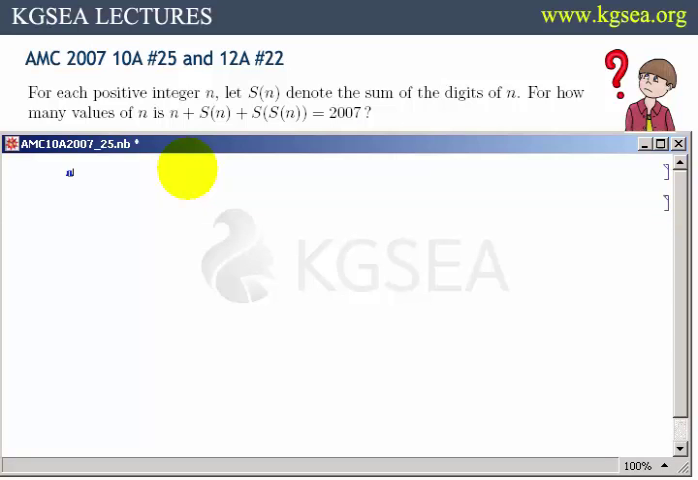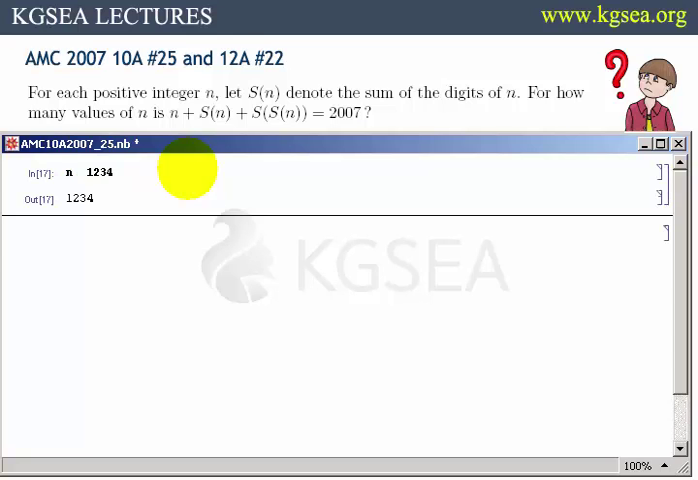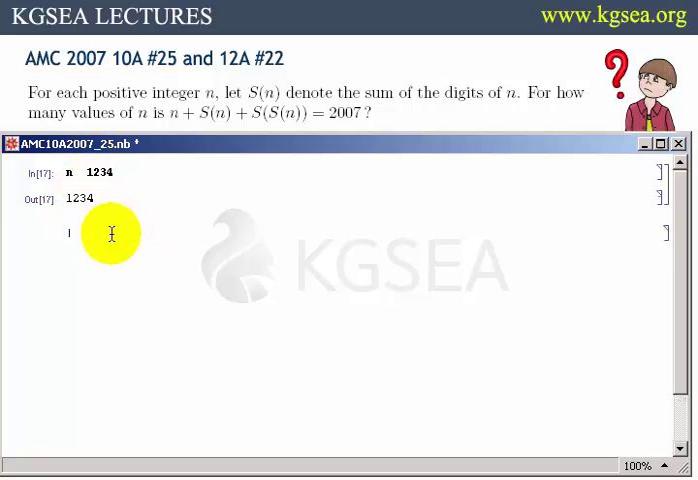Let's say n is 1, 2, 3, 4. What they mean by s of n is they're adding each digit. So they see these 1, 2, 3, 4 as individual numbers. So 1 is no longer 1000; it's just being added as 1. Let me show you what it looks like.